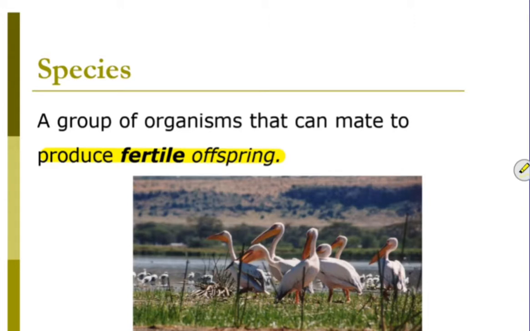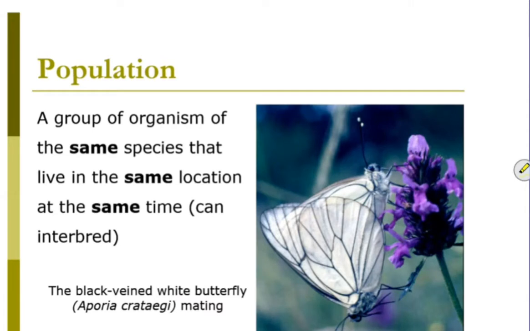Okay, so organisms that can reproduce fertile offspring and live in the same area are a population. So for it to be a population, it has to be the same species in the same location at the same time. Okay, because they're facing similar environmental challenges, they're interbreeding together. That's a population.